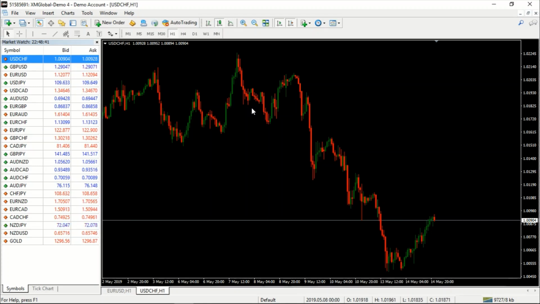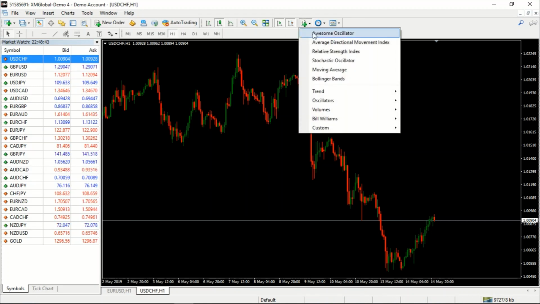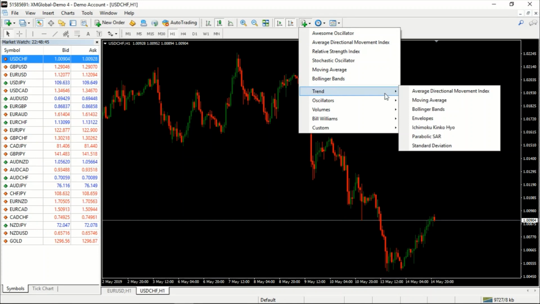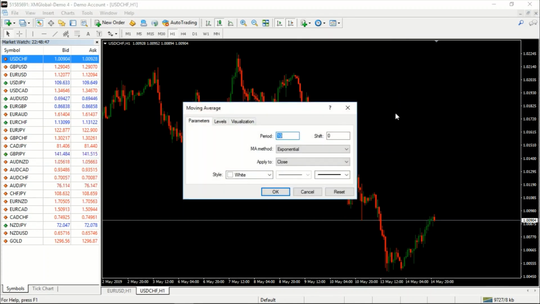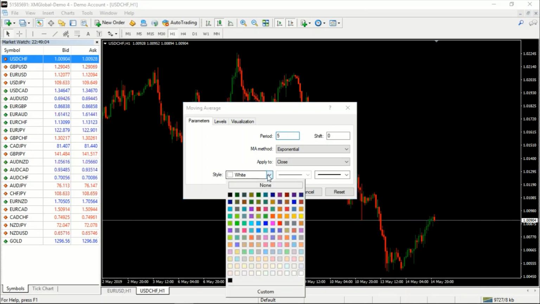So once more, we're going to be going up to our indicator list. We're going to go to trend. We're going to select moving averages. Right, we're going to keep the MA method on exponential. We're going to change the period to 5, and everything else we're going to leave the same. The only thing we're going to be doing is changing the color or style to aqua.